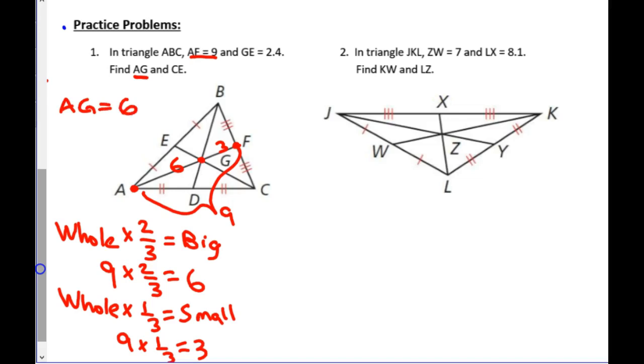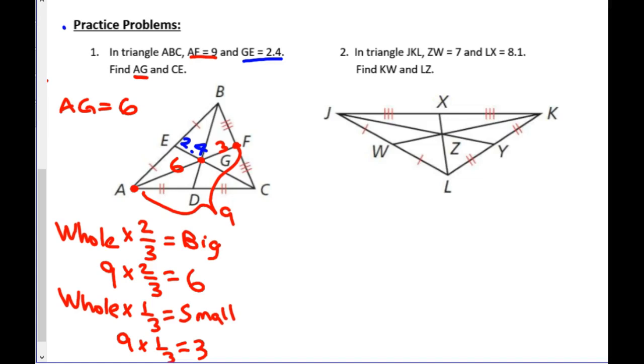Okay, now, I'm going to do this in blue. Sometimes they don't give you the whole thing. Sometimes they give you one of the little parts. Right, so let me show you. GE is 2.4. So I'm going to label GE right here is 2.4. Now, one second, is GE the small part or the big part? The small part, right?